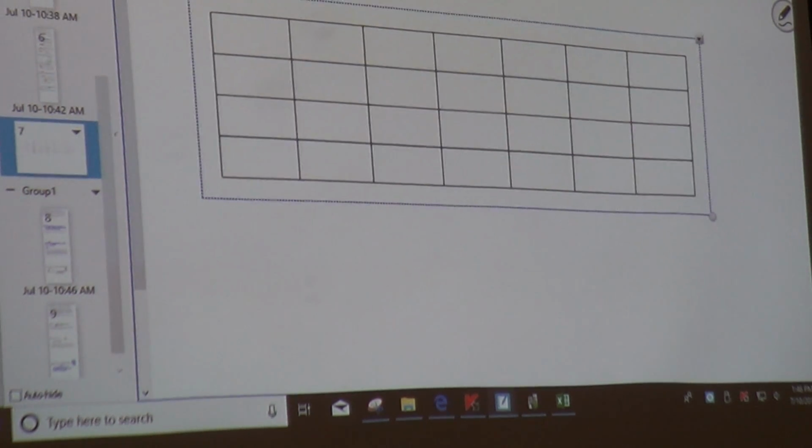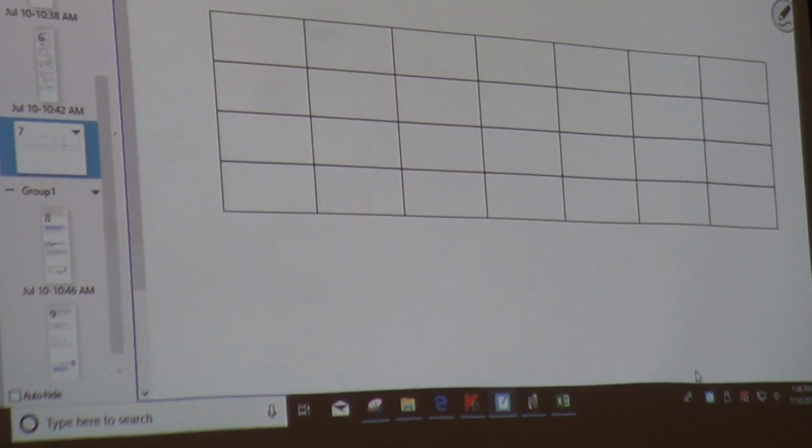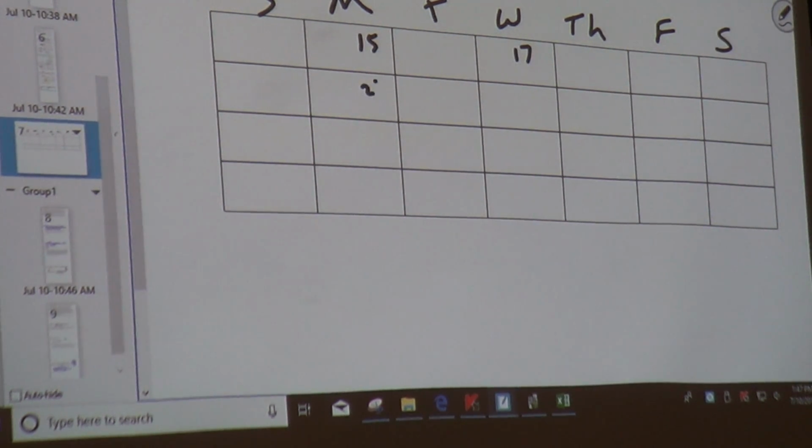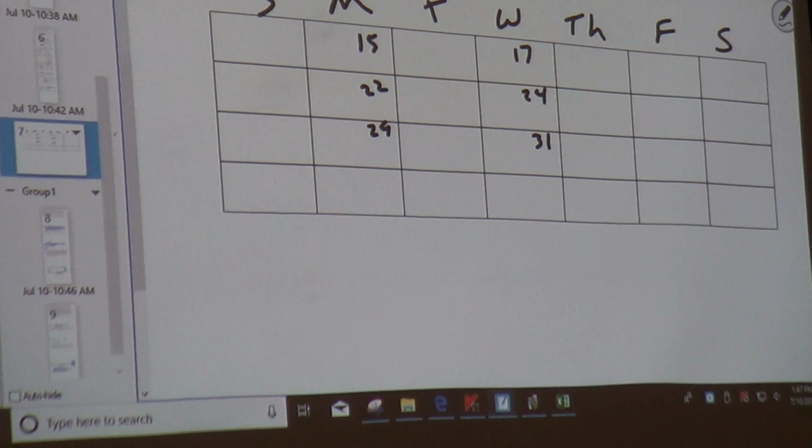Now, let's talk about when we want our dates to be due. We are going to finish up. We have Sunday, Monday, Tuesday, Wednesday, Thursday, Friday, Saturday. And today, so let's start with Monday. Monday's the 15th, 17th, 22, 24, 29, 31. We're gonna finish up chapter 8 on Monday. Then we're gonna do 9 and 10. We're gonna review for the exam, and then we're gonna have the final.